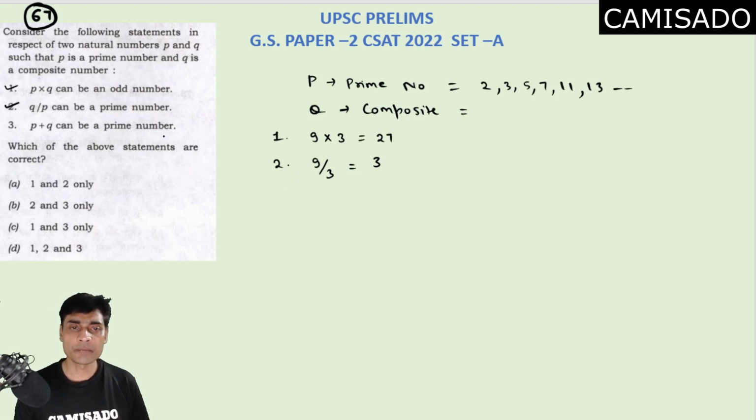P plus Q can be a prime number. Again take 9 plus 2: 9 is a composite number, 2 is a prime number, and the addition is 11, again a prime number. So all the three statements are correct here. So which of the statements are correct? All the three statements are correct. D is the correct option.